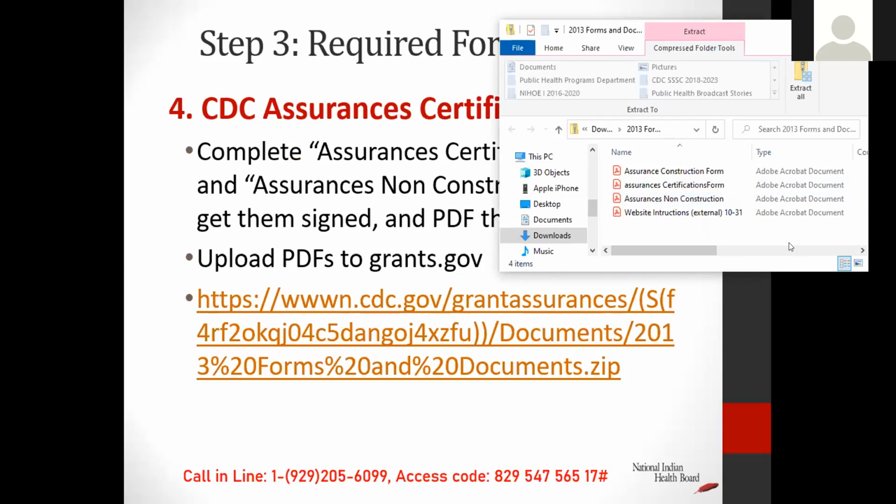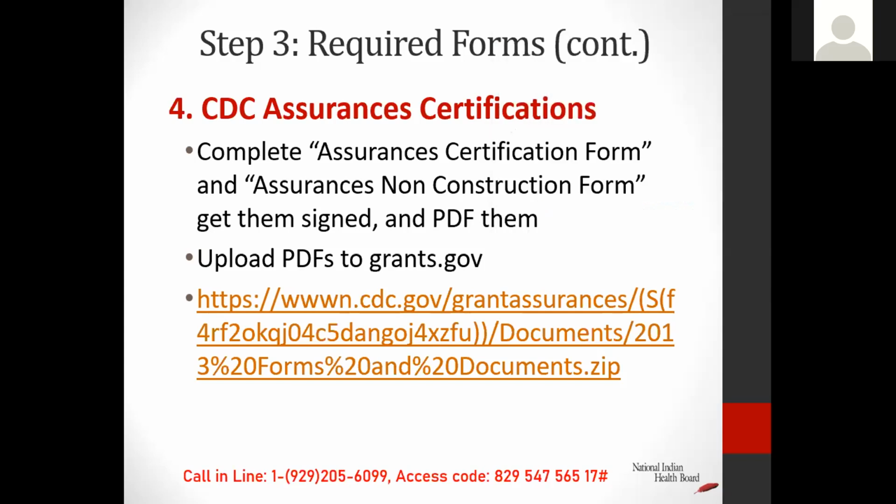If you are going to be doing construction work or renovation work, then download and have signed the assurances construction form. I just suggest everybody download the actual copies and get them signed and PDF them, scan them, and upload them in grants.gov on your own, just to make sure you're all covered. You might have already submitted this. CDC and HHS might already have it on file, but just make sure you're covered. Just print them and get them signed and get them uploaded. Next slide.